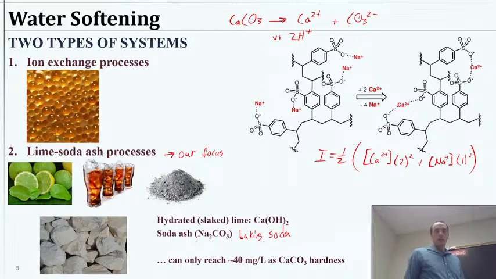One other note here, big picture: the ion exchange can actually do a pretty good job reducing these multivalent cations to a pretty small level. This lime soda ash process has an inherent limit. We can only go down to about 40 milligrams per liter as CaCO3. Now that is within our soft water category. So it's convenient if we don't want ultra soft water and are okay with a little bit of mineral content. We might as well use that because it's not going to go too far anyway.